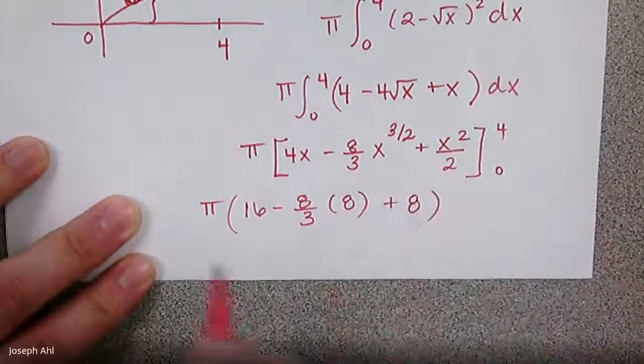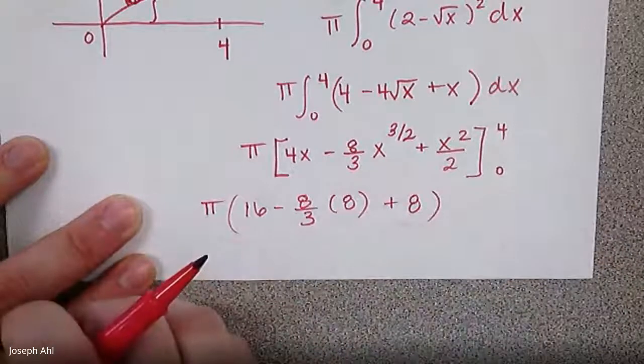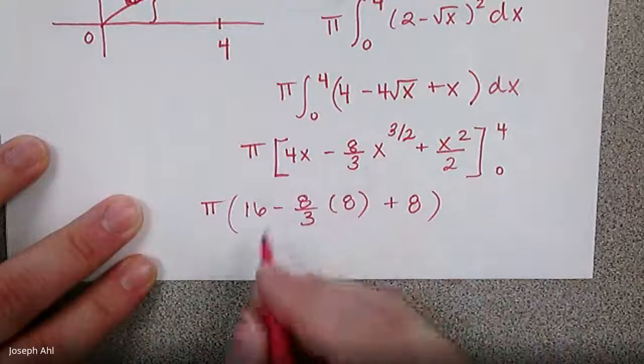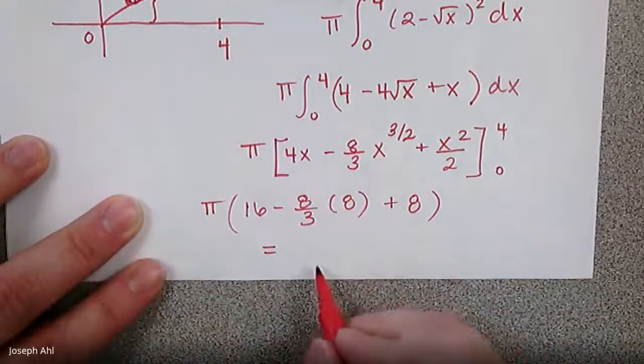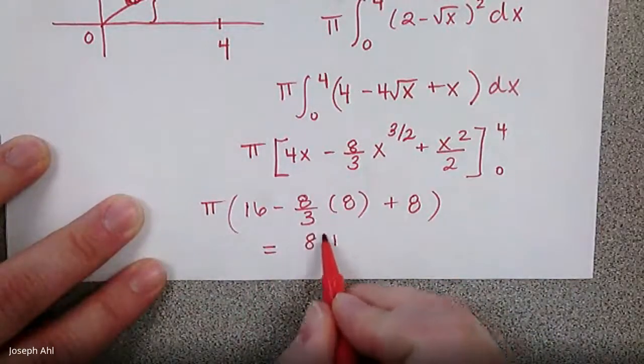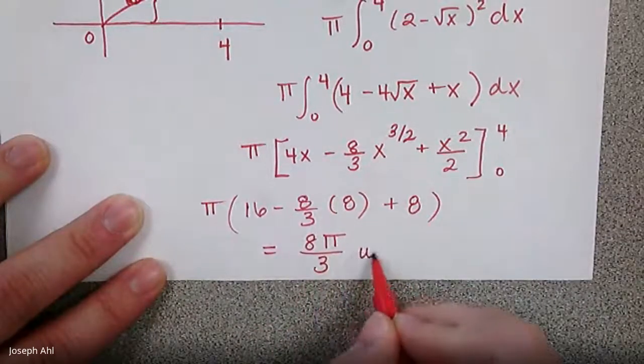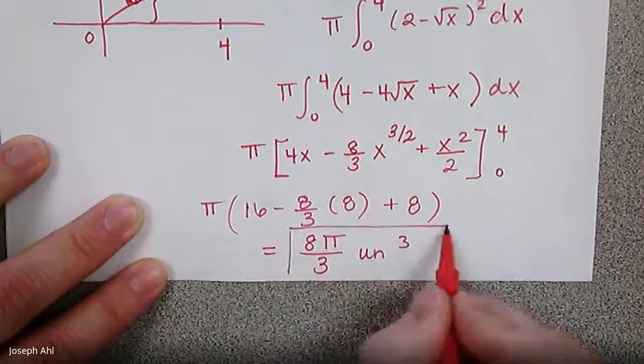And of course, along the way, we might want to use a calculator to double check some of our operations here. But in the end, once you combine all like terms, get common denominators, the volume that we're generating here is 8 pi over 3 units cubed.